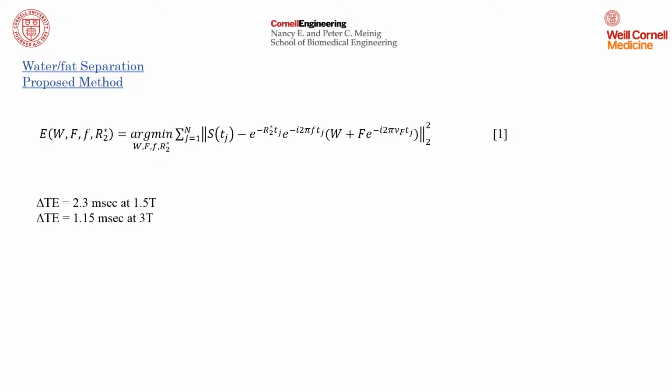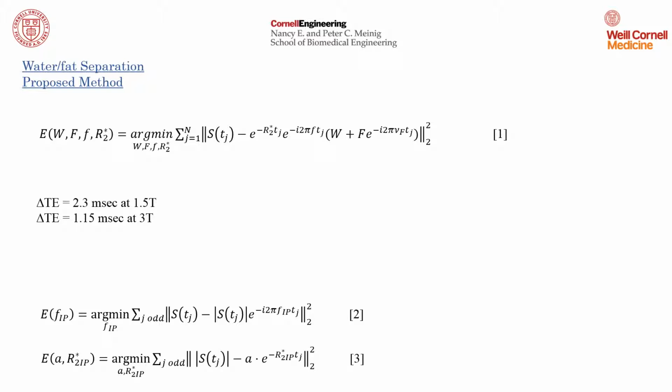In this work, we are proposing to acquire data using an echo spacing for which the water and fat are 180 degrees out of phase, which translates to echo spacing of 2.3 milliseconds at 1.5 T and 1.15 milliseconds at 3 T. Consequently, the odd echoes that have water and fat in phase with respect to the first echo are used to estimate an initial guess for the field and R2 star, which can be seen in equations 2 and 3.